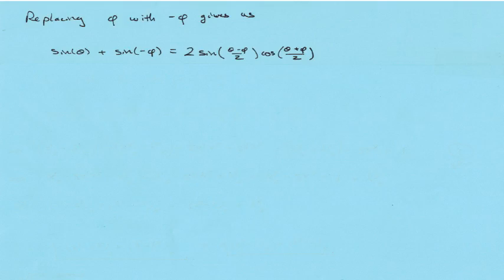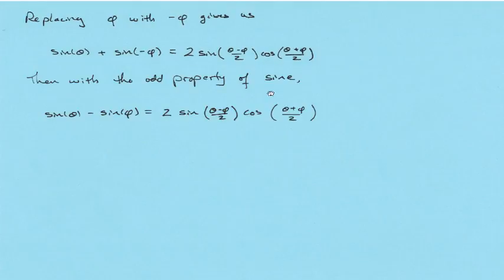Okay. If we replace phi with minus phi, so use our odd and even identities, so that sine of theta plus phi, sine of theta plus sine of minus phi, so we make that substitution. Then we have our odd property of sine. So this becomes sine of theta minus sine of phi being 2 sine of (theta minus phi)/2 and (theta plus phi)/2.